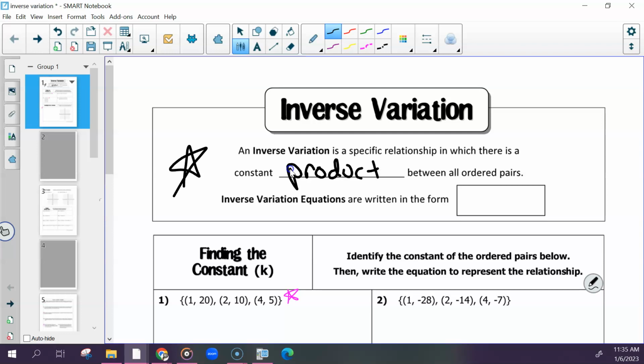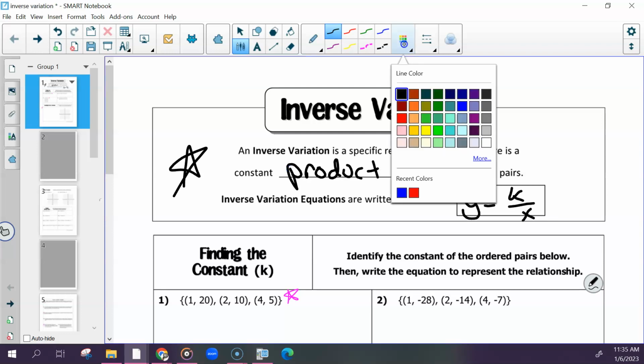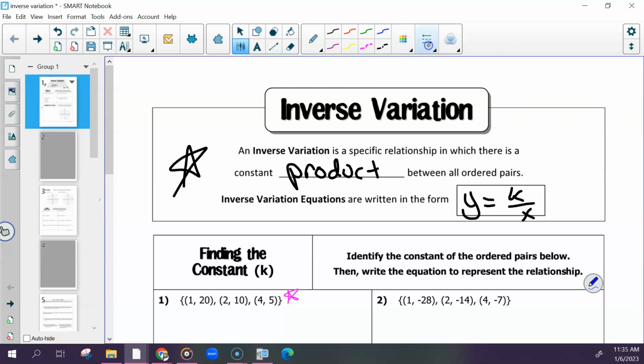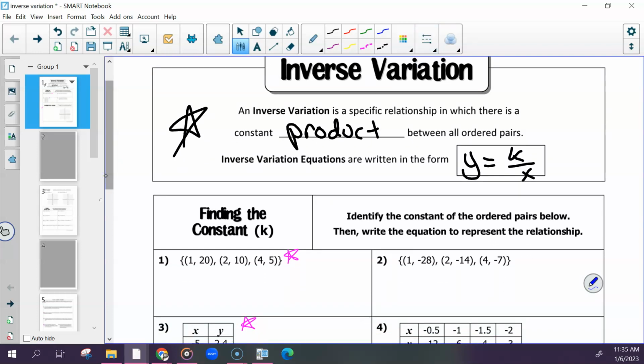The direct variation equation was y equals kx. The inverse variation equation is y equals k over x. When we were finding our constant k for direct, it was k equals y over x. For inverse, to find k, it's y times x.